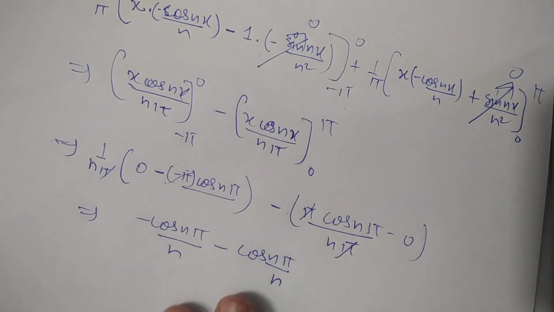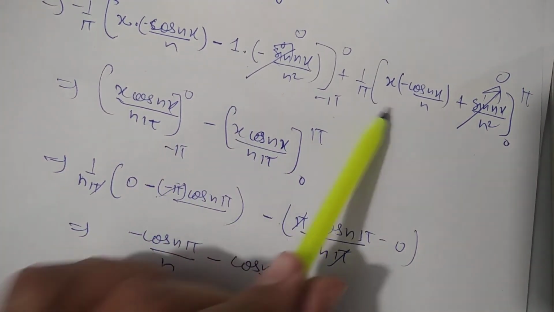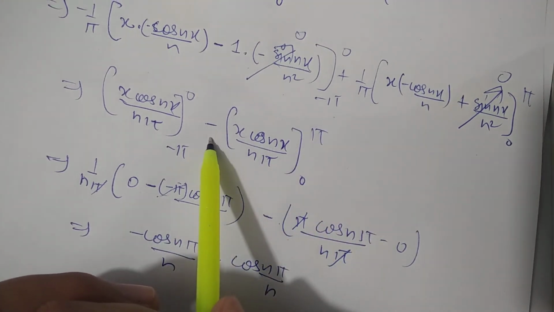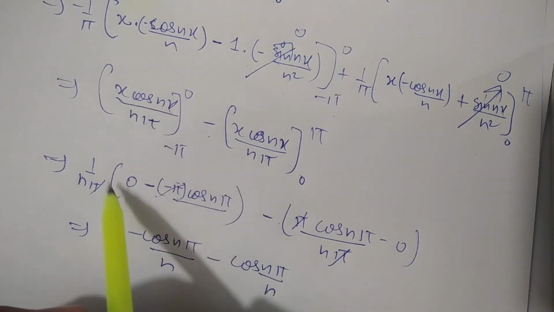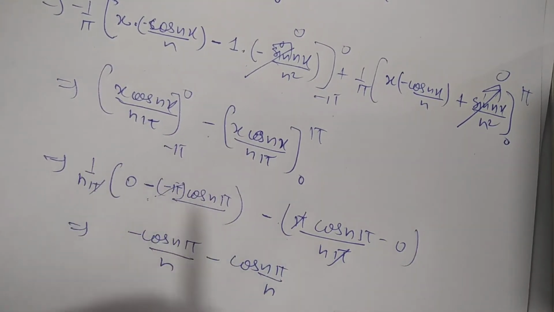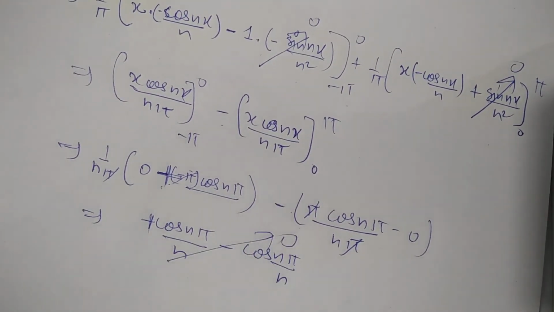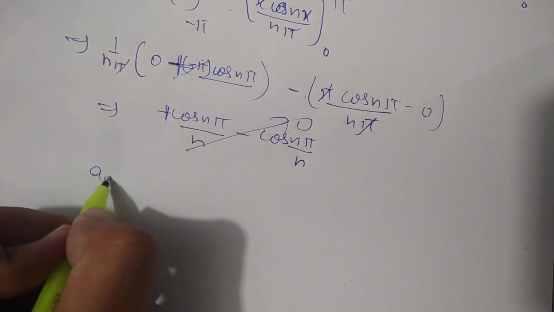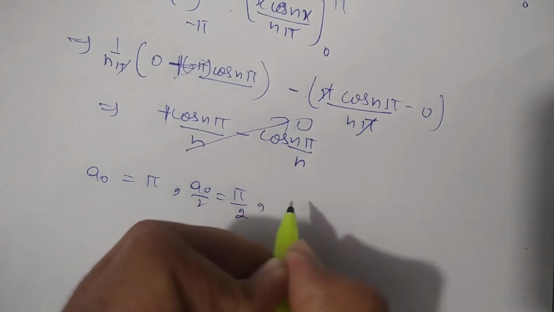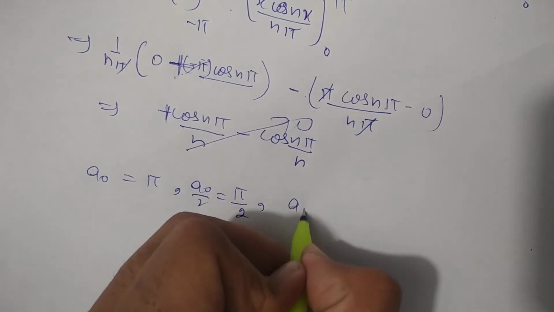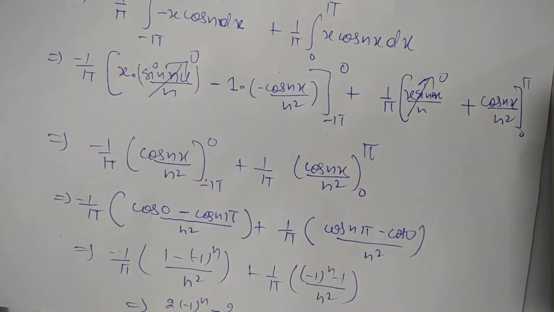I think somewhere we made one mistake, that is minus x, where we put it minus x over there. Then after that x cos nx, so this is 0 minus pi. Okay, so students, this value was positive, so this value will be positive only, and this whole value will become 0. So we got the value of a naught equals pi, so a naught by 2 will be equal to pi by 2, and we got the value of an equals minus 4 by n square pi.